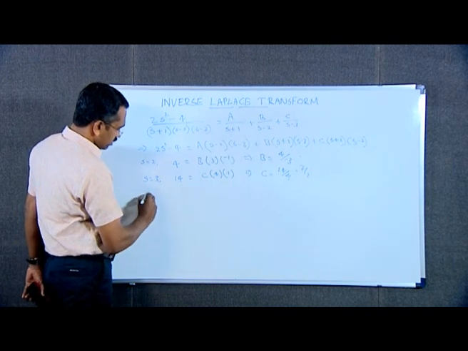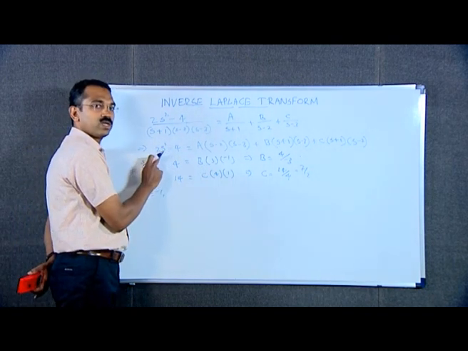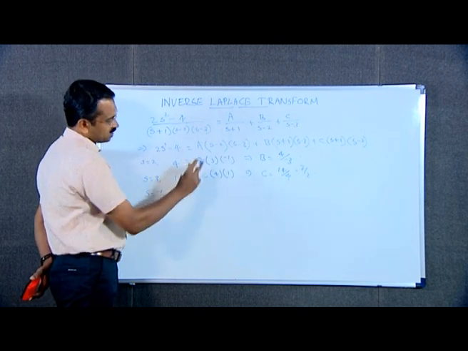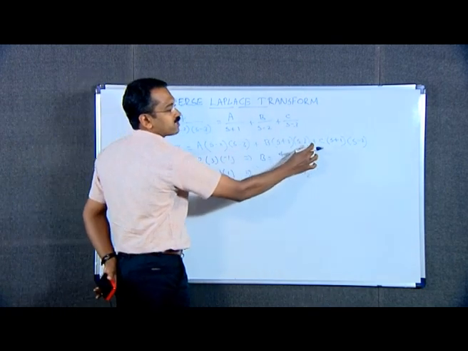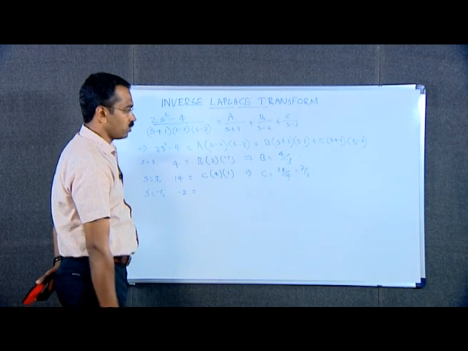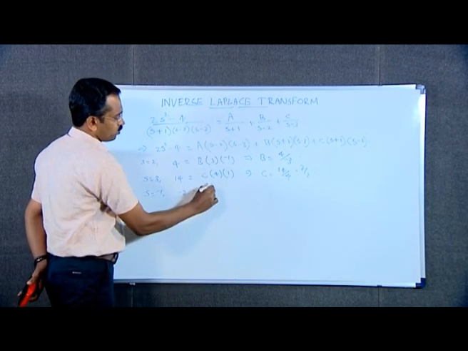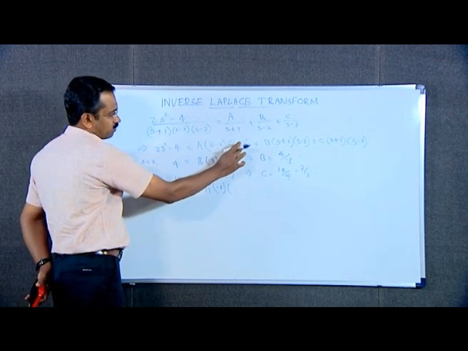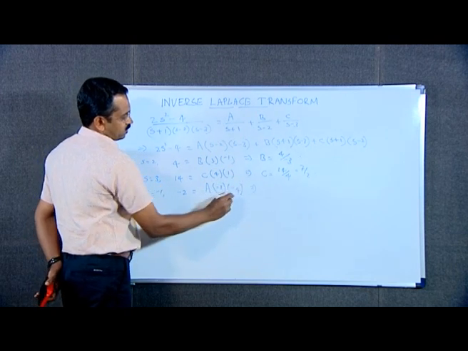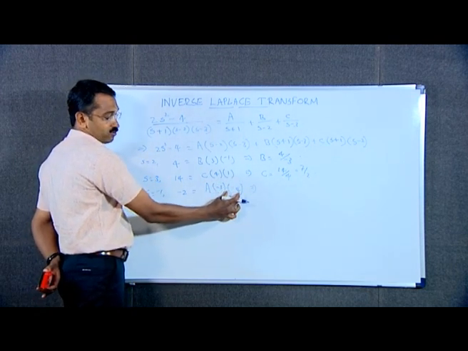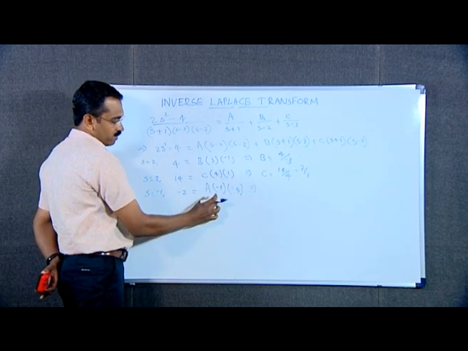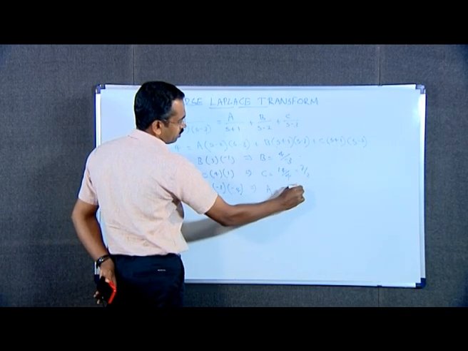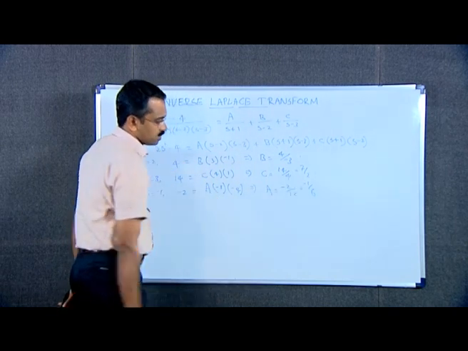When s is equal to minus 1, we get minus 1 square into 2 is 1 into 2, that is 2. 2 minus 4 is minus 2, which is equal to, the second term and third term will become 0, and the remaining term is a into minus 1 minus 2 is minus 3, into minus 1 minus 3 is minus 4, that is minus 4 into minus 3 means 12. 12a is equal to minus 2, implies a is equal to minus 2 divided by 12, which is equal to minus 1 by 6.